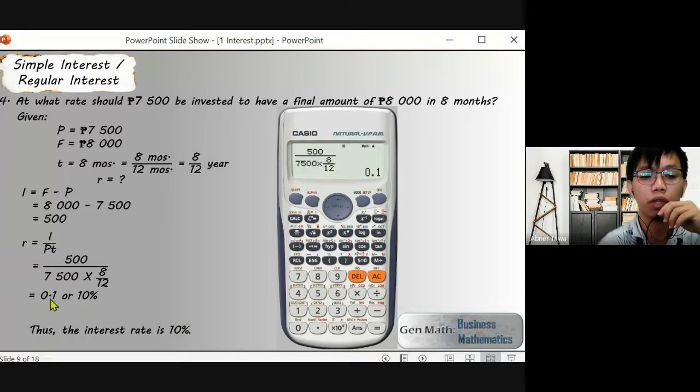Okay, so to convert a decimal to its percentage form, just multiply by 100. So 0.1 times 100 is 10%. And to finally answer the problem, we have here the conclusion: thus the rate of interest is 10%. Okay, that is our problem number 4.